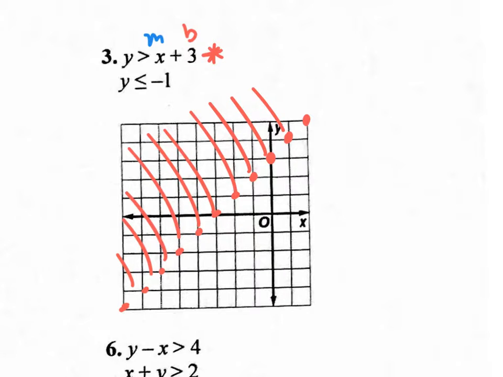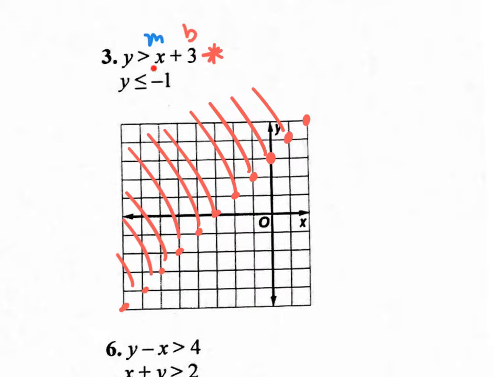Now, of course, you're supposed to test the point 0, 0. You plug in 0 for x, plug in 0 for y. You're going to see that it doesn't work. 0 is not greater than 3, right? So this does not work, so you shade in the other side. But the shortcut is to just look at the inequality. Greater means above, less than means below.